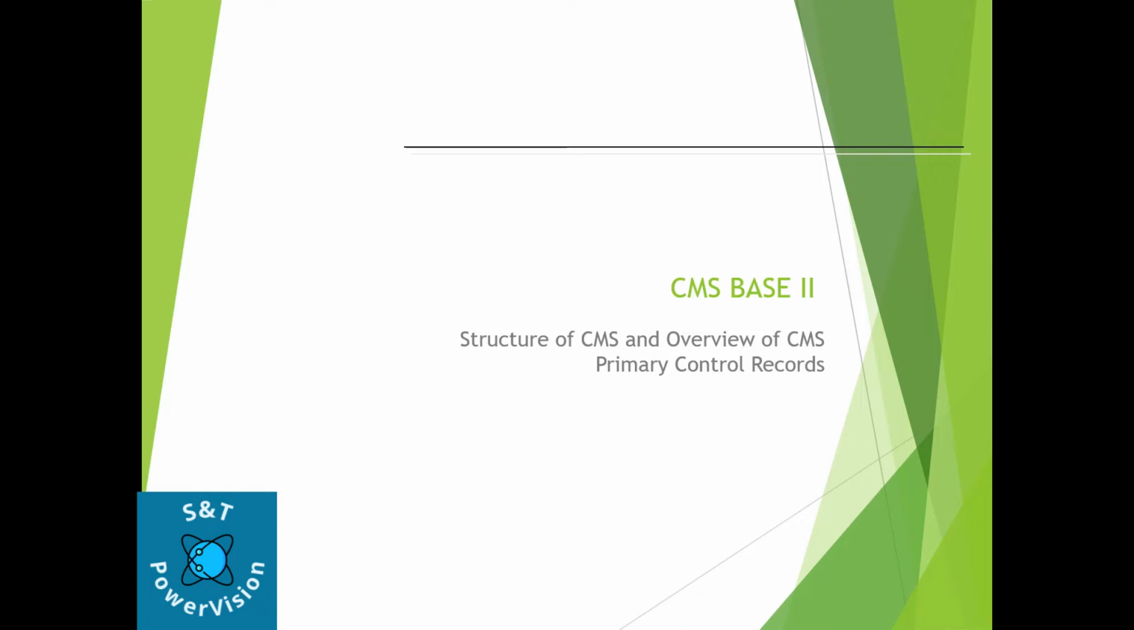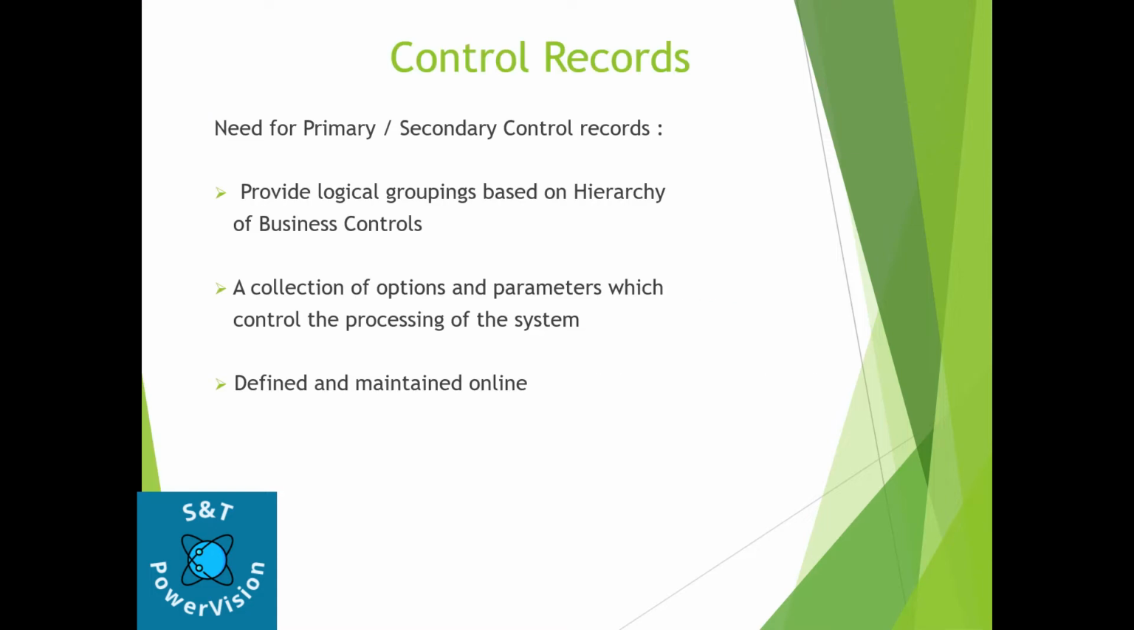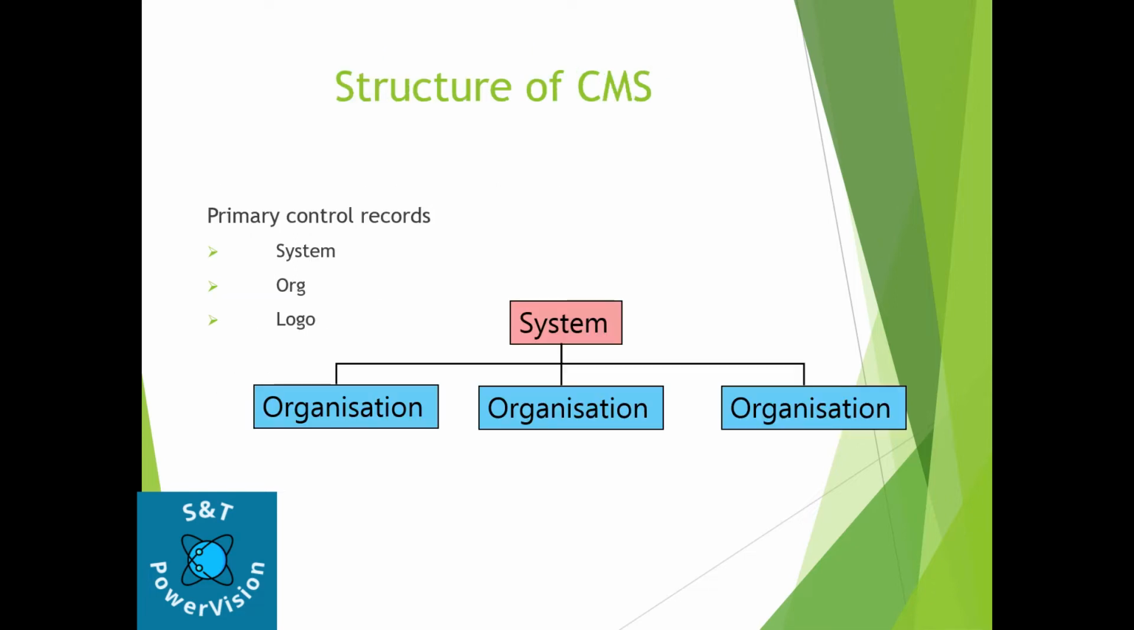If you see in the CMS, there are three primary control records and 22 secondary control records. Let's first talk about the primary control records. So what are the primary control records? The highest control record in the CMS is the system. After that, org and logo. Now we'll see each one by one.